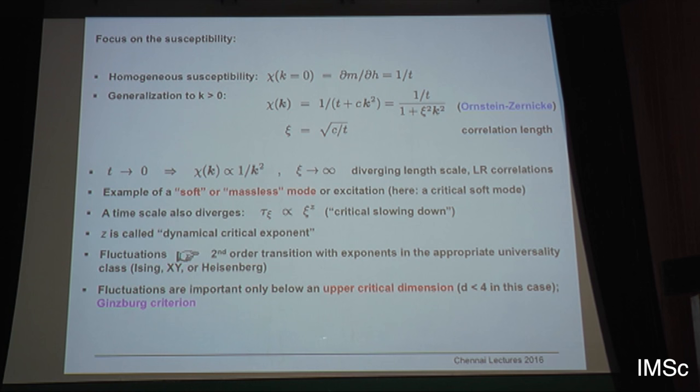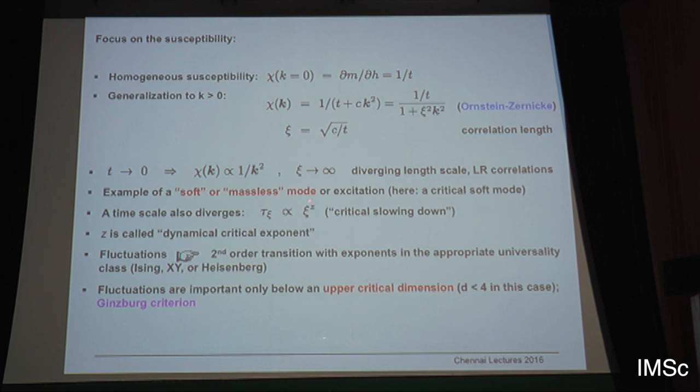So as we approach criticality, magnetization fluctuations start talking to each other over larger and larger length scales, and that's the physical meaning of this diverging length scale here that we call the correlation length. It's also often referred to as a soft mode, or in particle theory lingo, a massless mode or excitation.